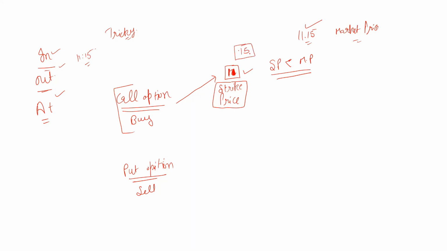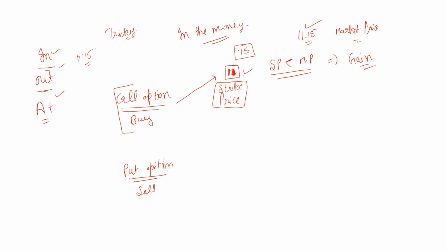What conclusion does it make? It just makes the conclusion that if this strike price, which is 11, is lesser than the market price, then in this situation you are gaining the money. And when you are gaining the money, this is known as in the money options. These are known as in the money options.